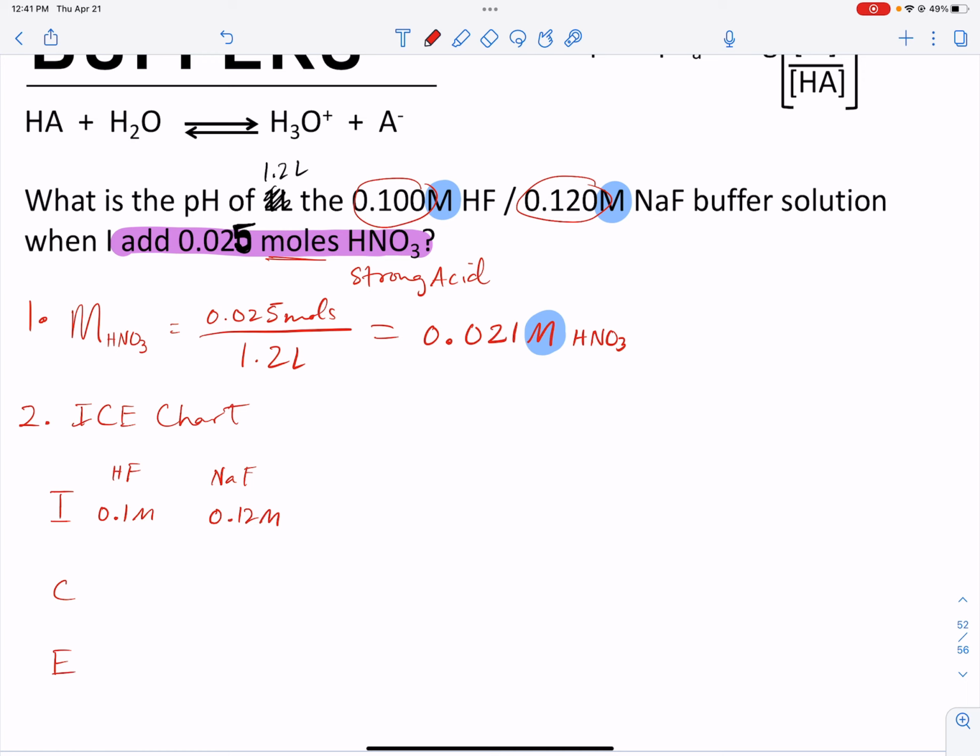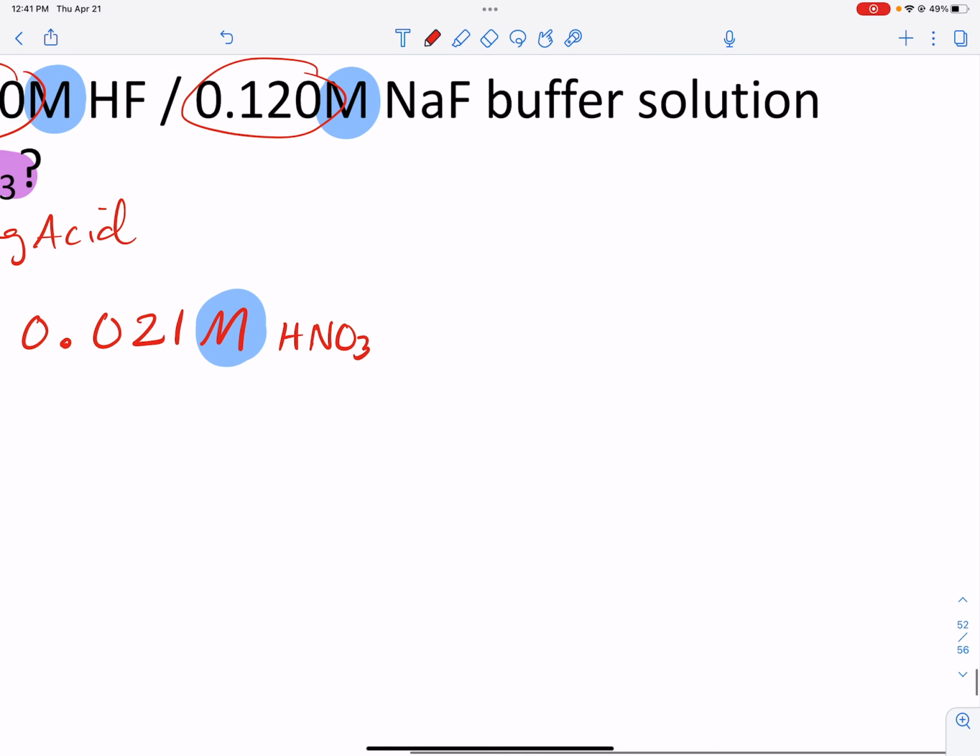Well, this time, let me zoom in over here. Here is our buffer diagram again. And we have a really strong acid that's going to dissociate into H plus and NO3 minus, okay? That's what nitric acid, this guy, will dissociate into.